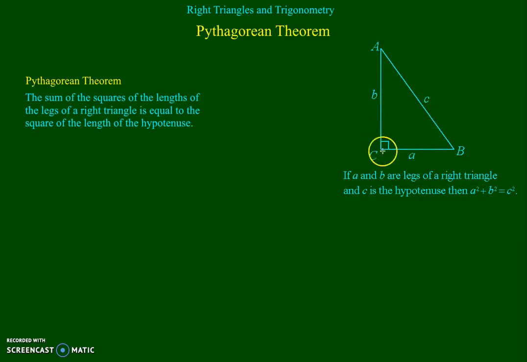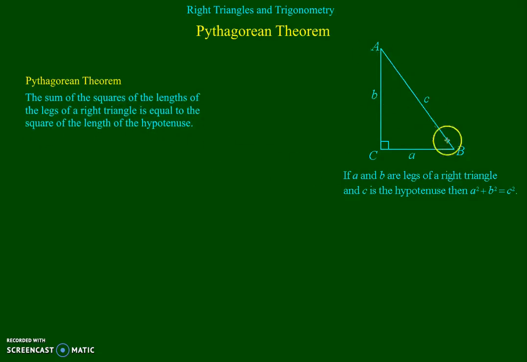Now, contrary to popular belief, a squared plus b squared equals c squared is not the Pythagorean theorem. It's an equation that can be set up to represent the Pythagorean theorem, but in and of itself, it is not the Pythagorean theorem. The Pythagorean theorem says the sum of the squares of the lengths of the legs of a right triangle is equal to the square of the hypotenuse.